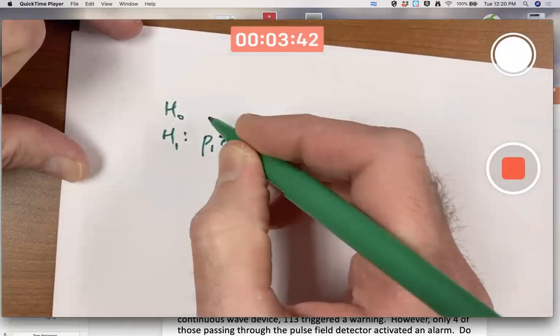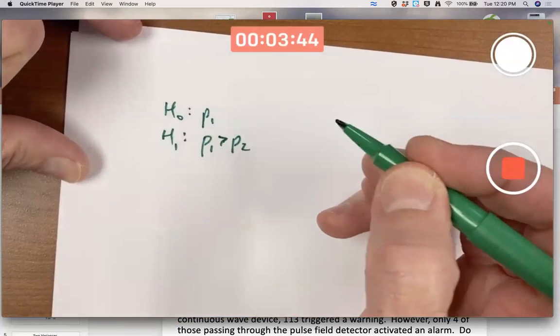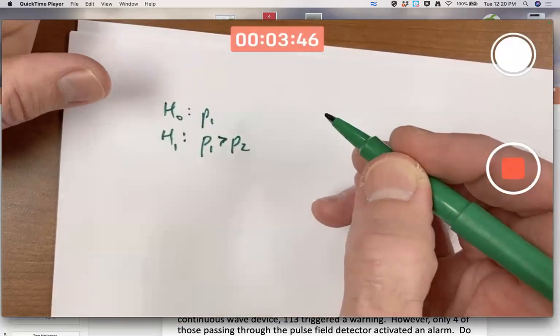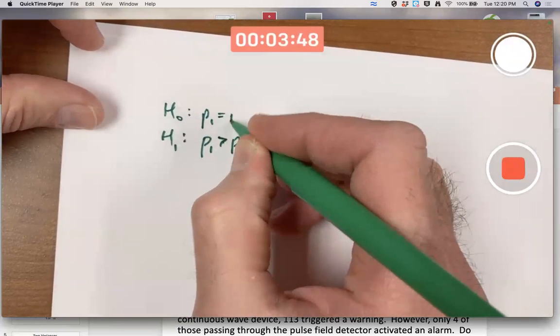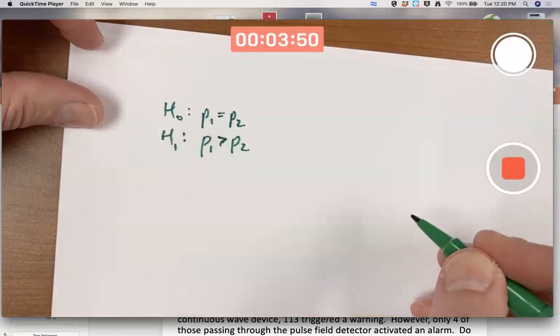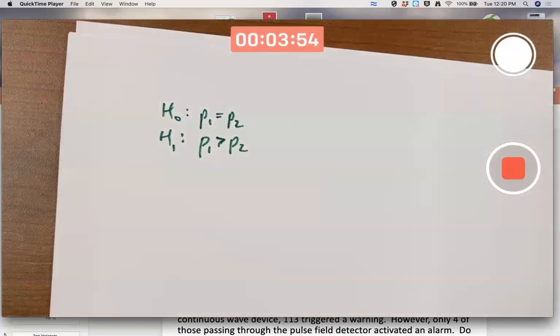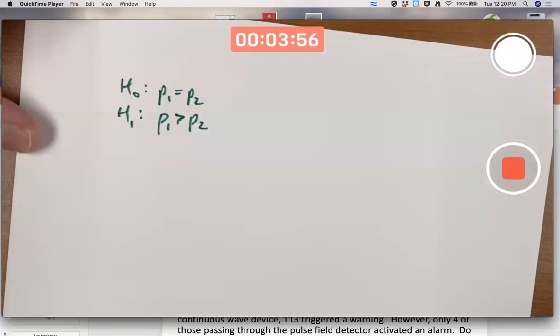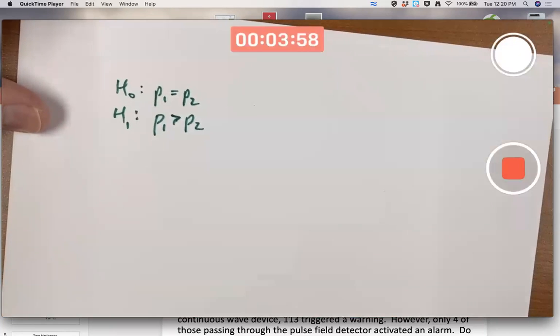The null technically would be then that P1 is less than or equal to P2, but as always, it's good enough just to consider the boundary value where they are equal. And remember, as always, we assume the null hypothesis is true. We give it the benefit of the doubt when we do the test.